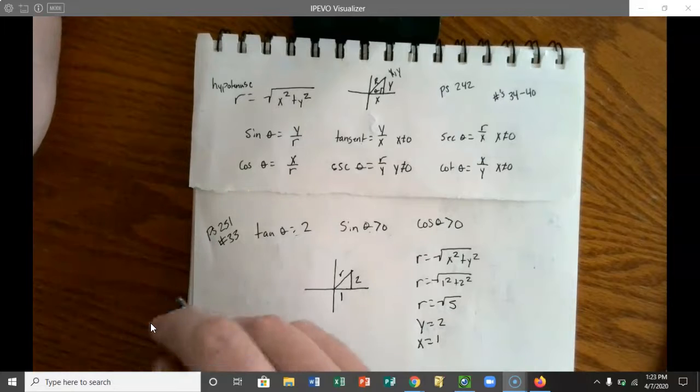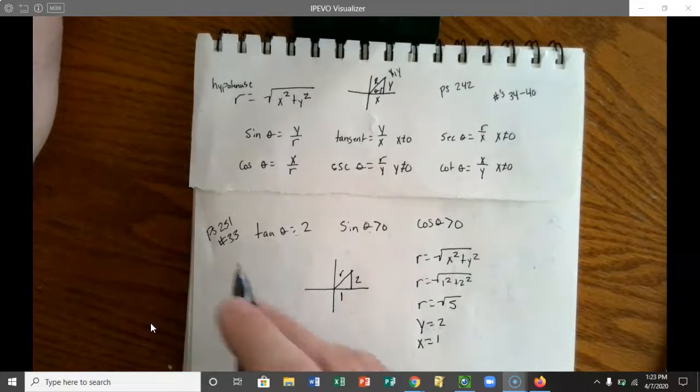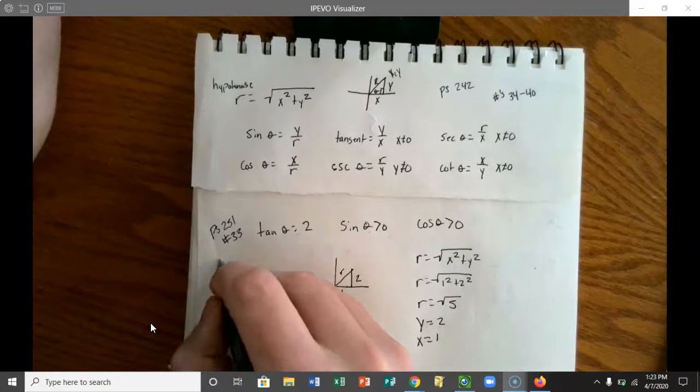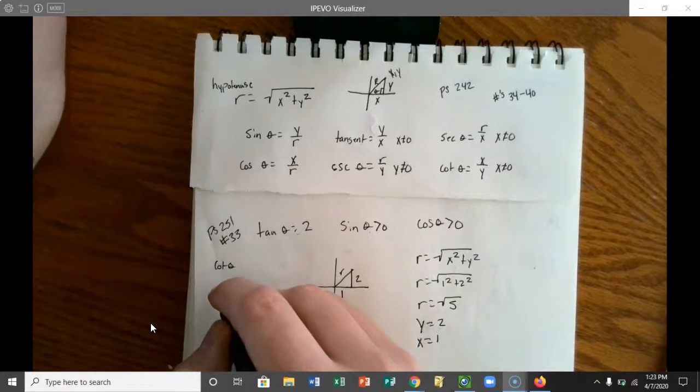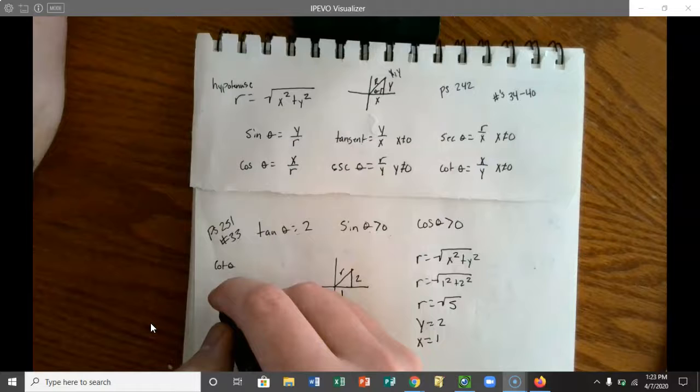So working from easiest function to hardest function to find, the second easiest one to find is the cotangent of theta. Sorry, you'll have to excuse my nephew. Goosey!